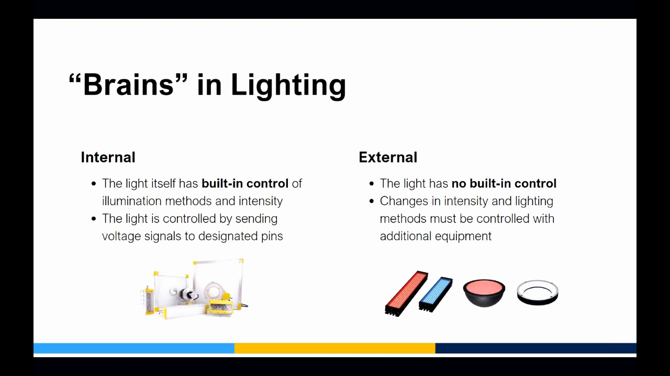Lights like the CCS lights have no built-in control. So if you want to make any changes to the illumination method or the intensity, you have to have additional equipment such as a CCS controller or a Gardasoft controller. So that's going to be the difference between these lights: internal built-in control, where all you need is the light and voltage signals to designated pins, or external control with absolutely no built-in control, where anything that would change the light has to be done with additional equipment.